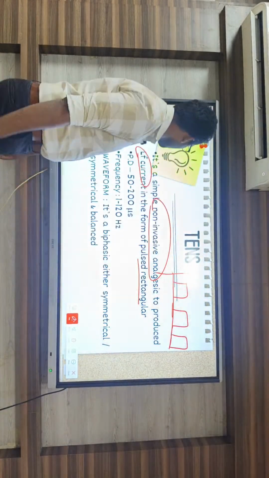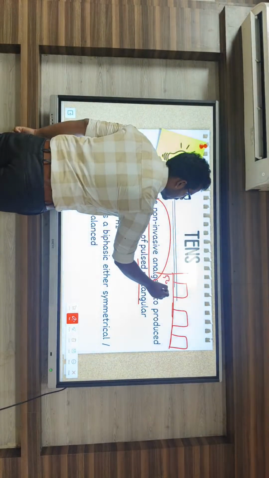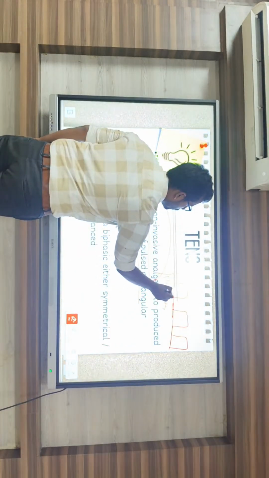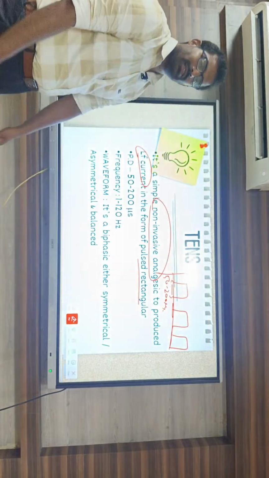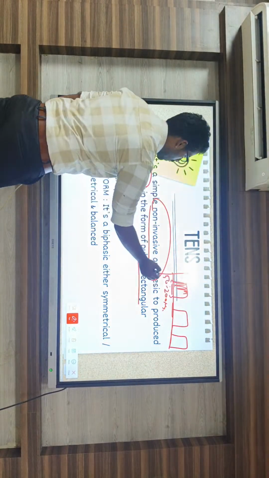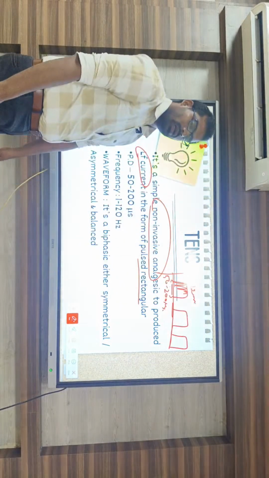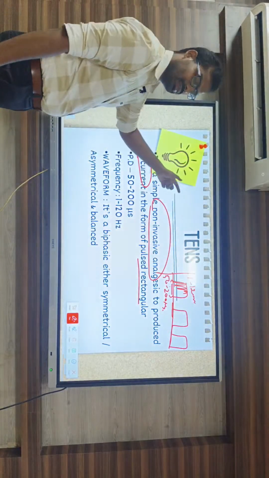So this is about the rectangular shape, and the pulse durations are 50 to 200 ms. So this is about the duration. The pulse durations are 50 to 200 ms, and the frequencies are 1 to 120 milliampere. This is the basic schematic picture of the TENS.